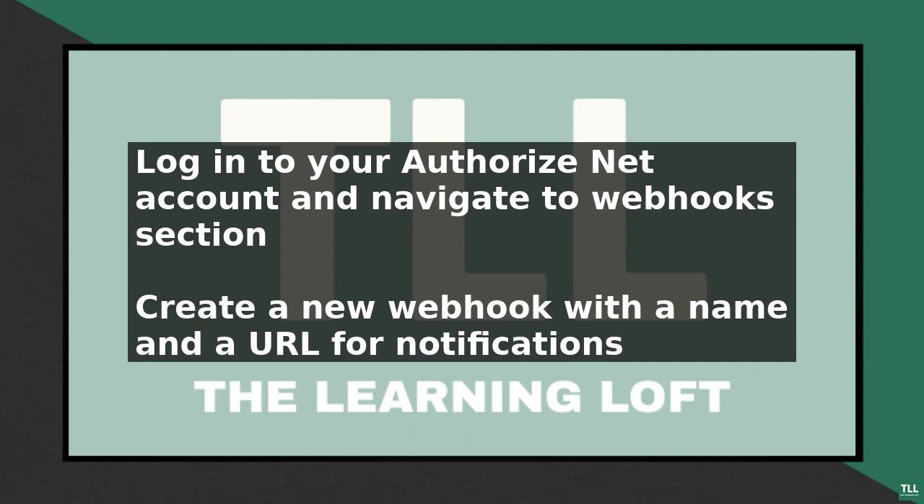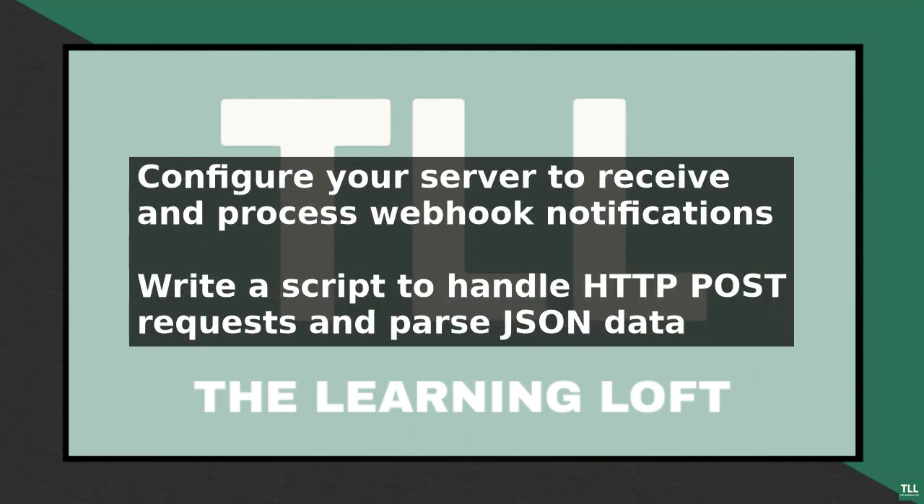Once you have created the webhook, you need to configure your server to receive and process the notifications. This typically involves writing a script that can handle HTTP POST requests and parse the JSON data sent by Authorize.Net. When a webhook notification is sent to your server, it will include a signature that you can use to verify the authenticity of the request. You should always verify the signature to prevent unauthorized access to your server.